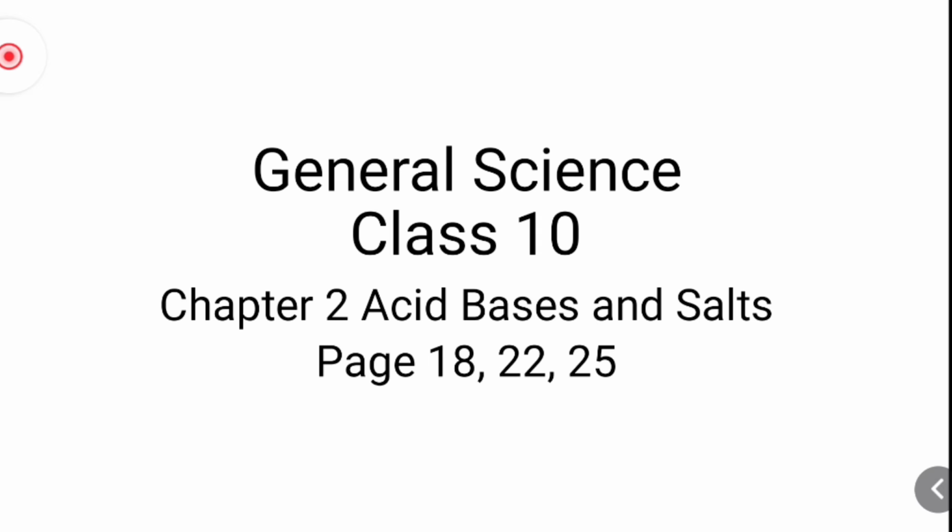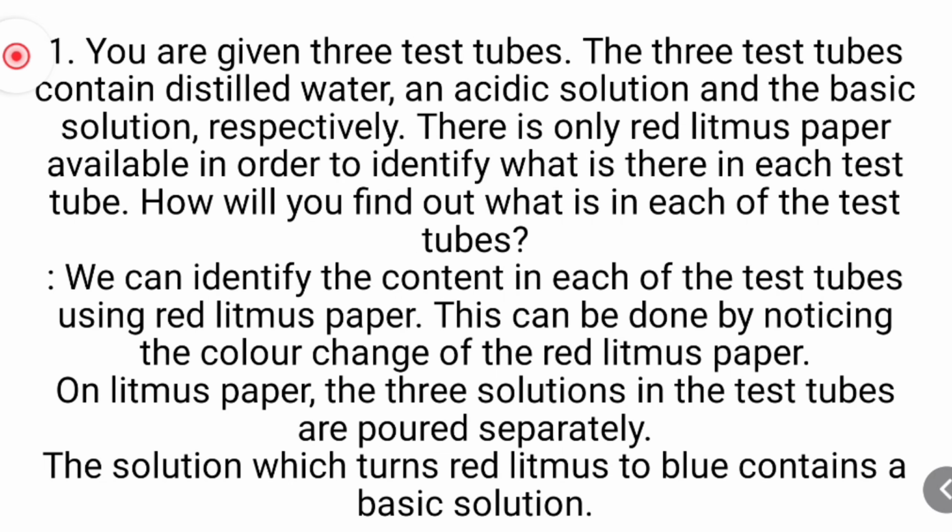Question 1 is given. You are given 3 test tubes. The 3 test tubes contain distilled water, an acidic solution and a basic solution respectively. There is only red litmus paper available in order to identify what is there in each test tube. How will you find out what is in each of the test tubes?